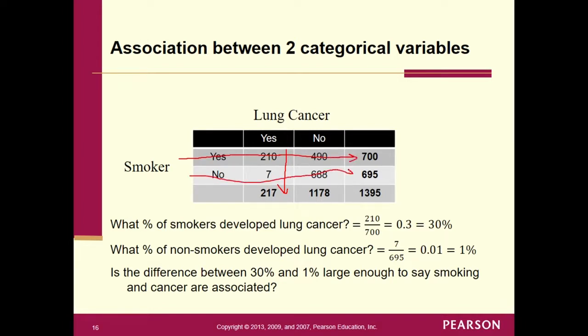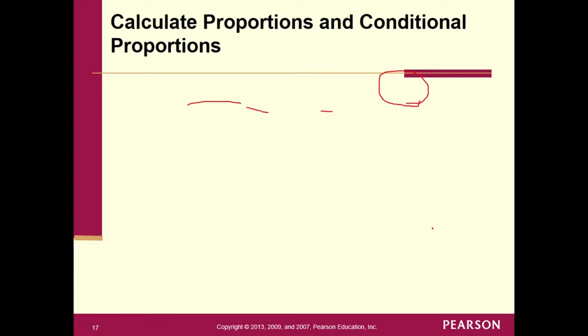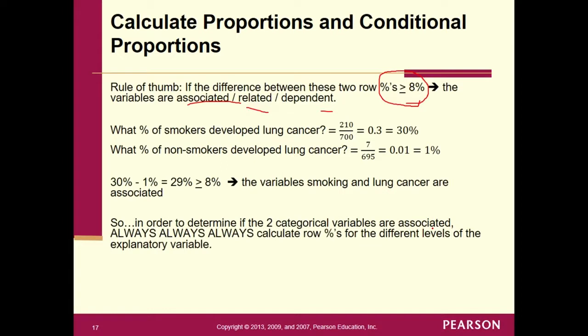That way. Row percentages. Remember, we took the 210 divided by 700. We took the 7 divided by 695. We did these row percentages. The book will call this conditional proportions and conditional percentages. I don't really care that you know that terminology. But if you run across that, that's what we're talking about, these row percentages. Okay? And so, always, always, always calculate the row percentages to figure out if these things are associated.